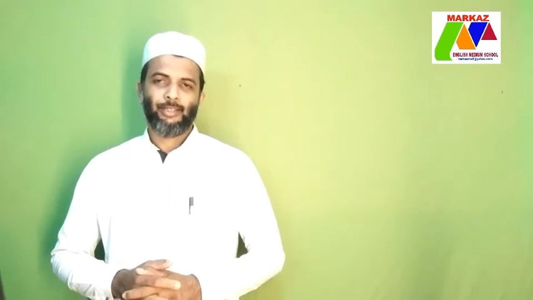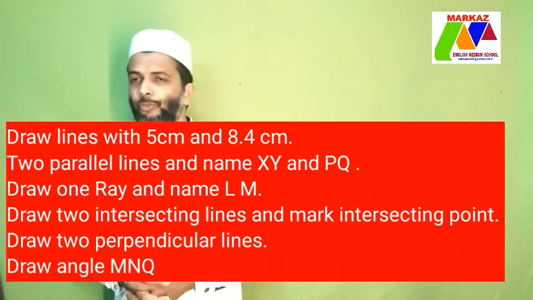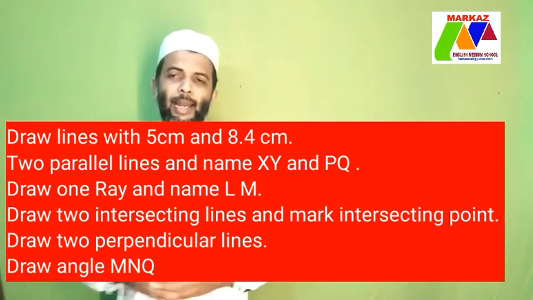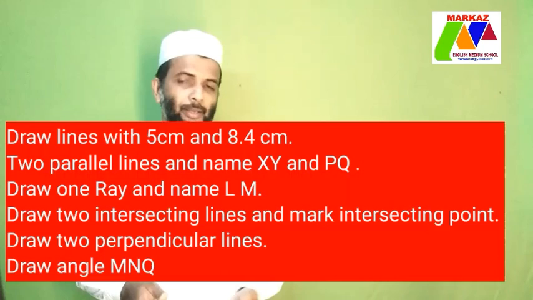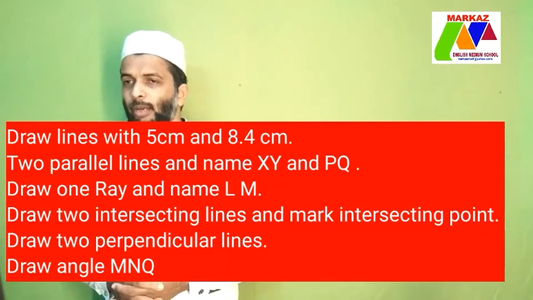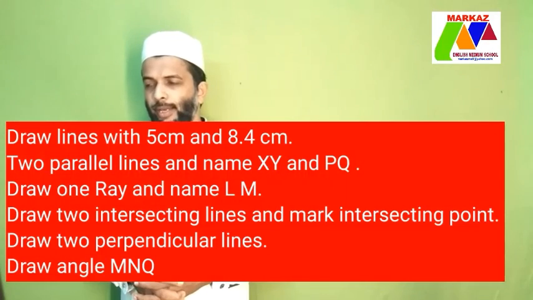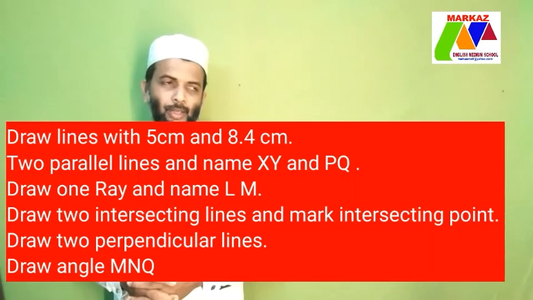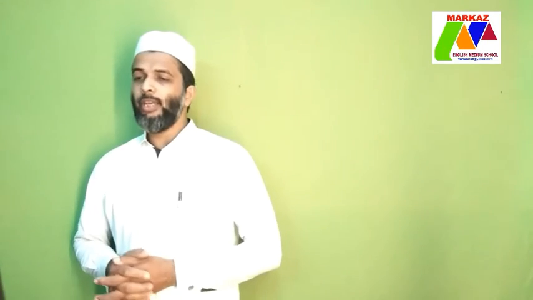Okay? Yes. It is time to write down your homework. Draw lines with 5 cm and 8.4 cm. Draw two parallel lines and name them XY and PQ. Draw one ray and name it LM. Draw two intersecting lines and mark intersecting points. Draw two perpendicular lines. Last one, draw angles M and Q. Complete all your drawings and write symbolic representation of each drawing.